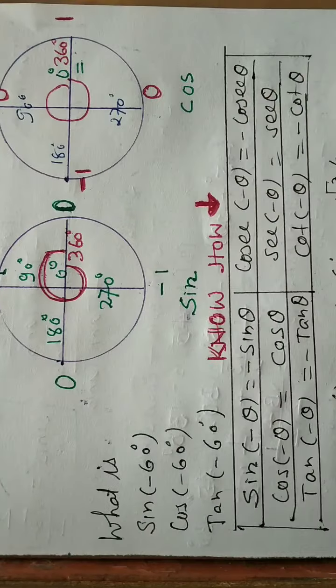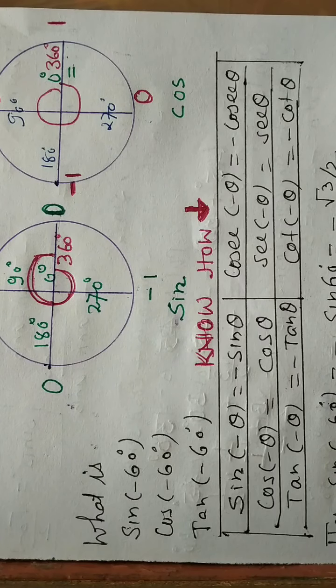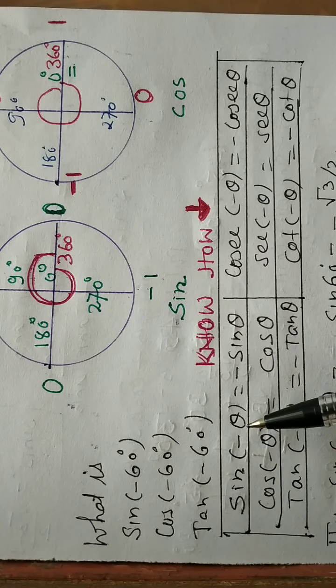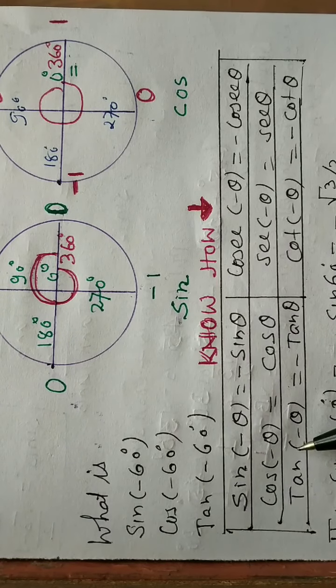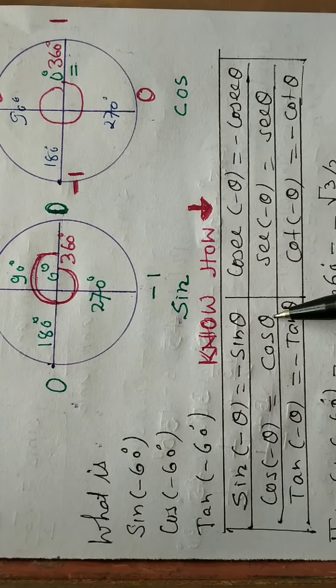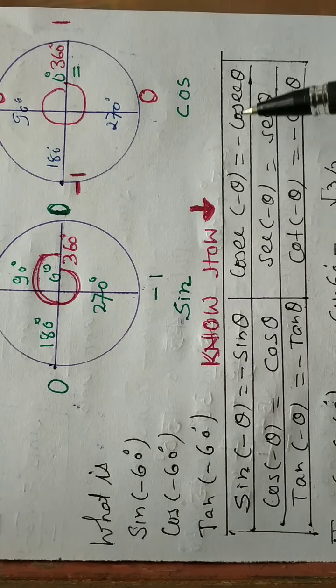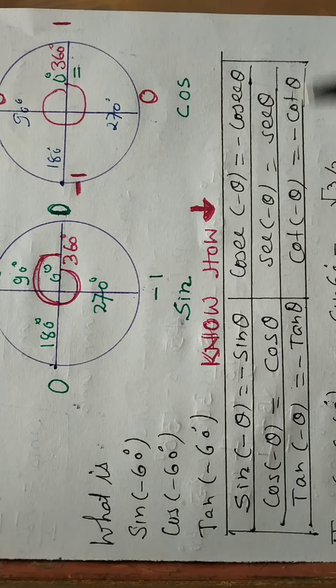Now what is sin minus 60, cos minus 60, tan minus 60? So there is a rule for the T ratios of negative angles. Sin minus theta is minus sin theta, minus will come out. Cos minus theta is cos theta, minus disappeared. Tan minus theta is minus tan theta, minus will come out. Likewise in case of cosec, minus will come out. In case of sec, minus will disappear. In case of cot, minus will remain. The proof of this fact will be given later on.